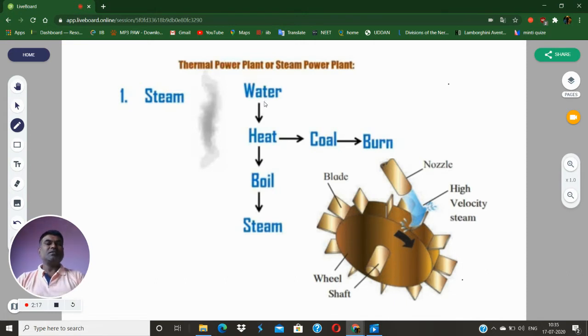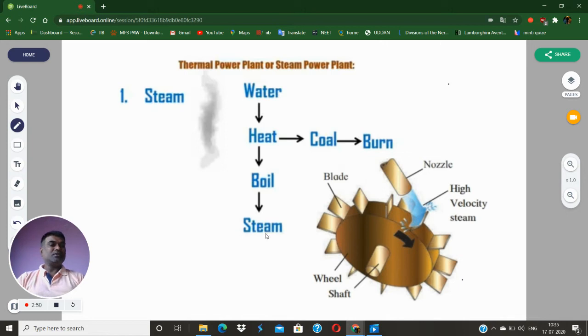And how do we obtain the thermal energy? By using fossil fuel, that is coal. We burn the coal, that is combustion, and after the burning and combustion we get heat energy. With this heat energy we boil the water, and when the water boils, it converts into steam.